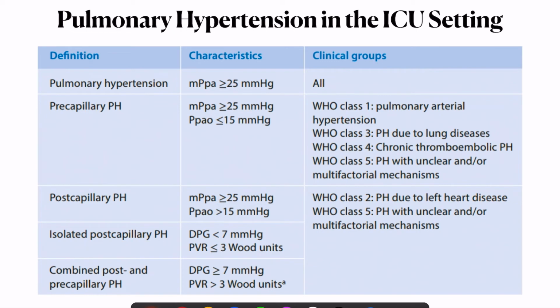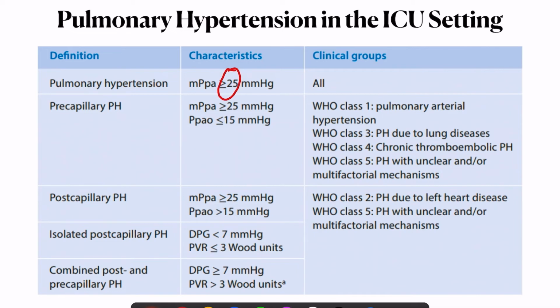Now coming to the most important aspect that we need to deal with in the ICU, that is pulmonary hypertension. For all practical purposes, we diagnose pulmonary hypertension when the mean pulmonary pressure goes above 25. However, there are various classifications. The WHO classification is into 5 groups.